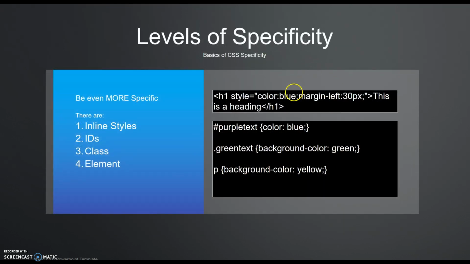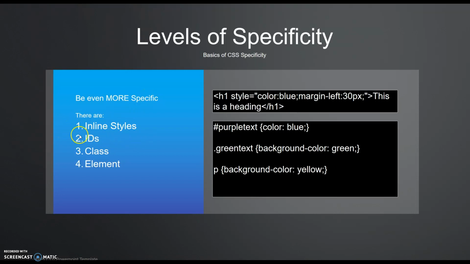So there are actually 4 levels of specificity. The first one is inline styles. That means that if you have some styles that are actually embedded right into the HTML document, those are the very most specific that you can be. So in this example up here, I have this header styled as blue with a left margin of 30. And so this will be styled this way no matter what the CSS says.